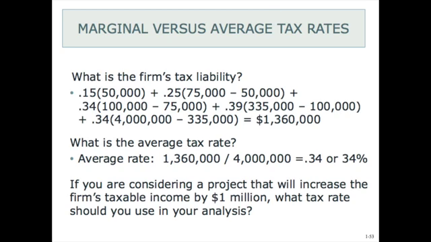So this is much like your own personal taxes, your federal income taxes go up with income. Now the average tax rate is much easier to calculate. We just take the total tax we paid, which is $1.36 million, and divide by the total amount of earnings that we had, which is $4 million, and we see that of the earnings we paid 34% out in taxes. So we are paying 34% in taxes on average. And so the next question is, what's our marginal tax rate? Well, if I was considering a project that would increase the firm's taxable income by $1 million, what tax rate would I use? Anything over $4 million would be taxed at the 34% rate. So it would be 34% in this particular case.